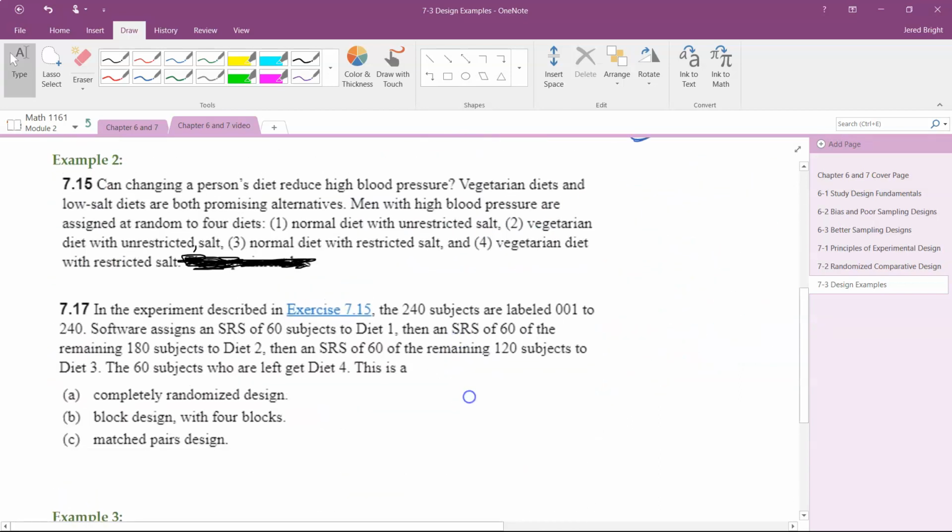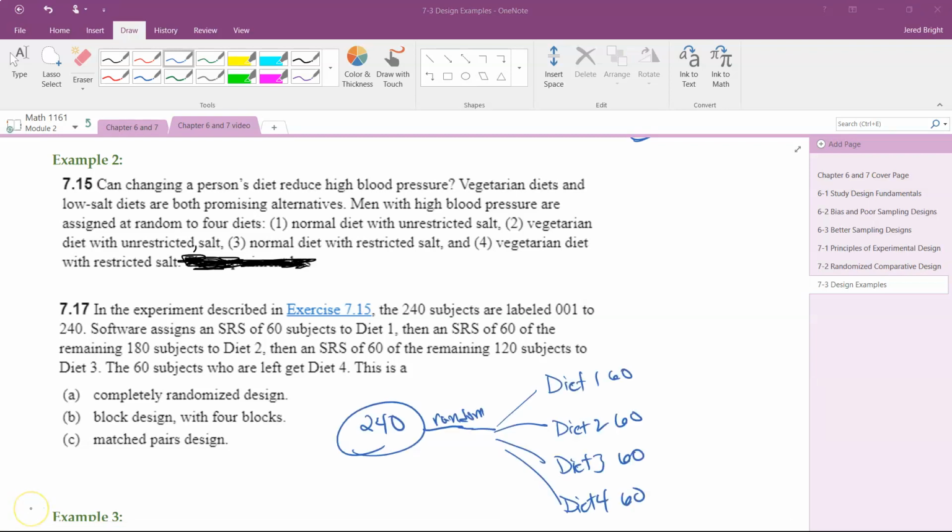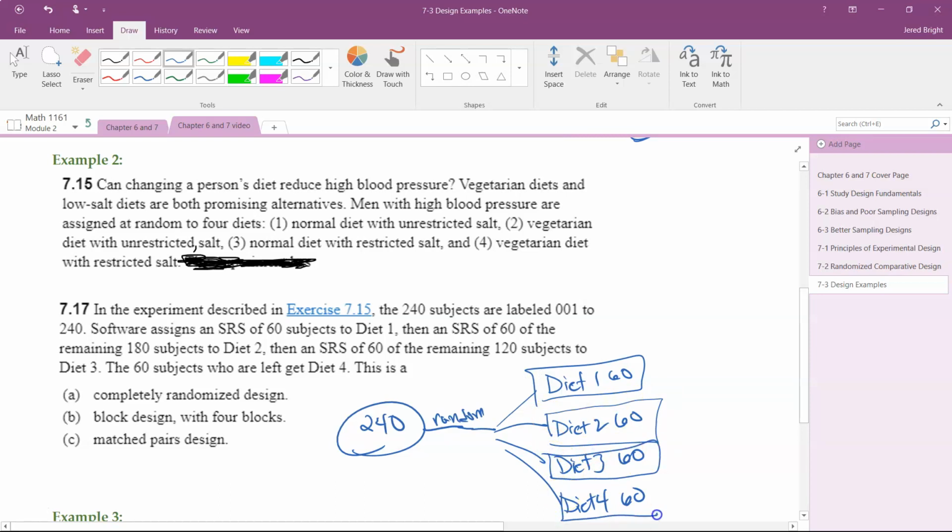All right, example 2. Okay, so again, I'll give you a moment to pause the video, read the context, and if you want to take a shot at the drawing that would go with this experimental design before continuing the video. So here's the experimental design that I got. So it looks like we have the 240 being randomly assigned into 4 different treatment groups, all magically having a size of 60. That doesn't happen in reality, but we'll forego that little aspect right now.